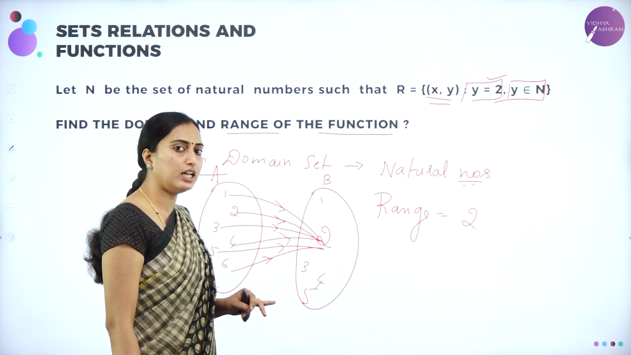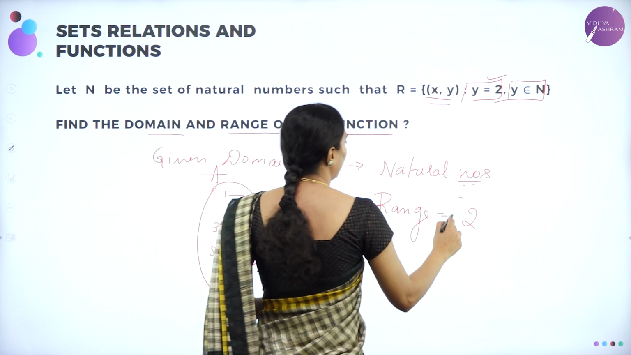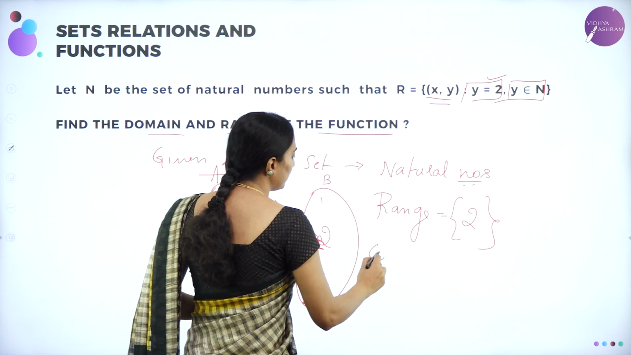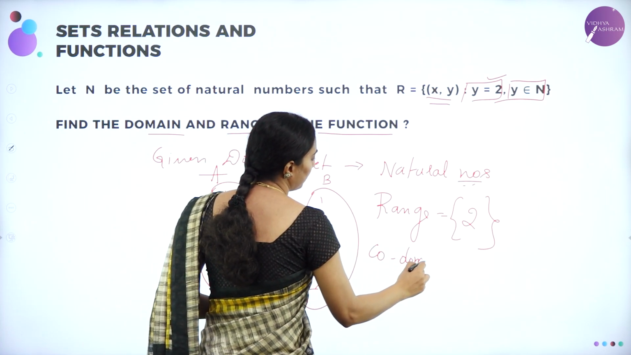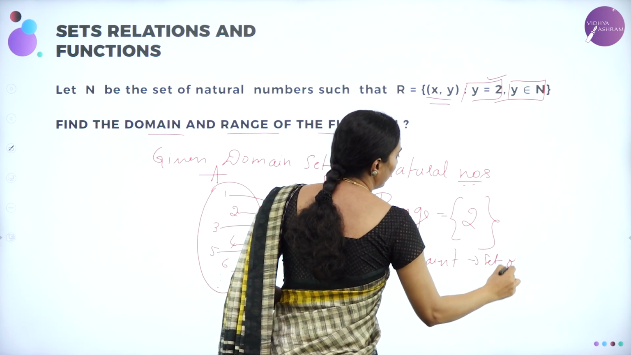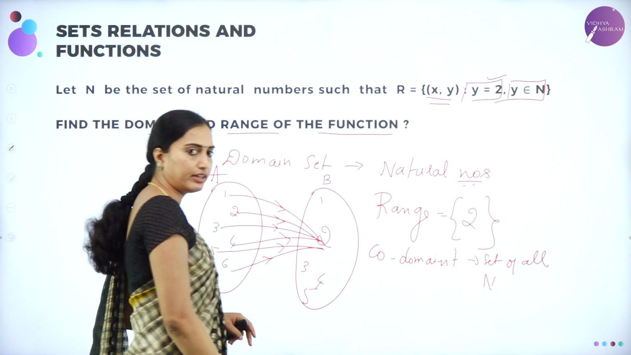But which is the connected element? The connected element is only 2. So therefore I am going to write only 2 as the connected element, and the codomain set you can define as the set of all natural numbers only. Codomain is nothing but the set of all natural numbers, N, I can write it as.